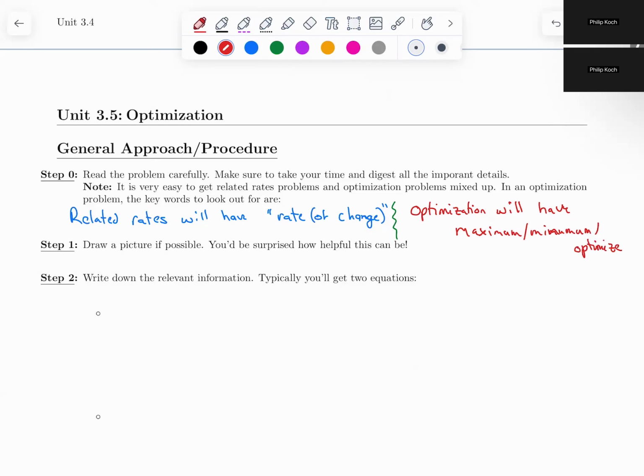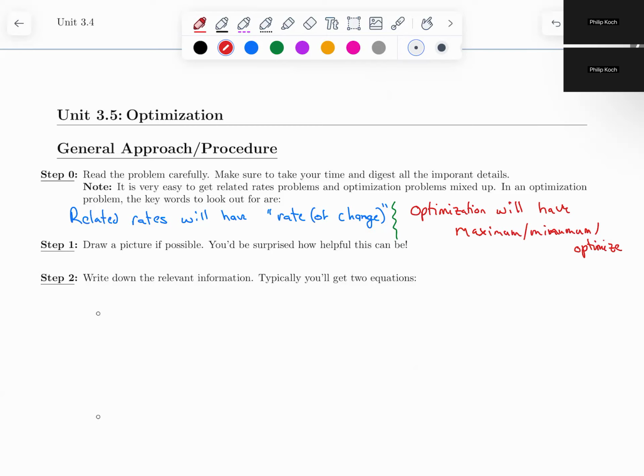So if it says find the maximum volume or find the maximum height or the minimum radius, that's an optimization problem right then and there. So that's the way we distinguish them. Related rates, you should see the word rate in it. If you don't see the word rate, it's got to be an optimization problem. And vice versa. If you see a maximum or minimum, it's not going to be a related rates problem.